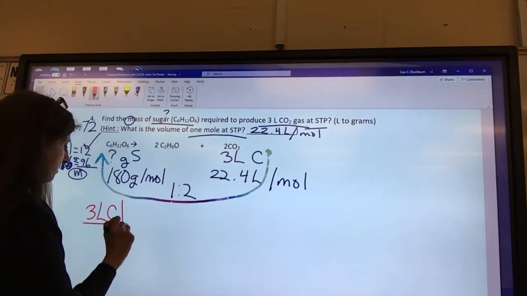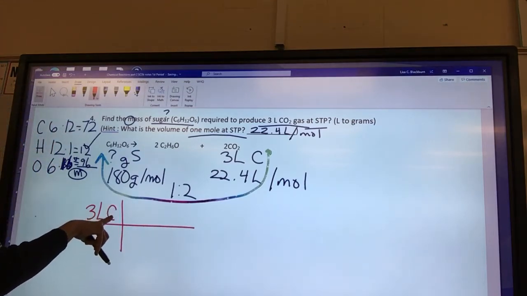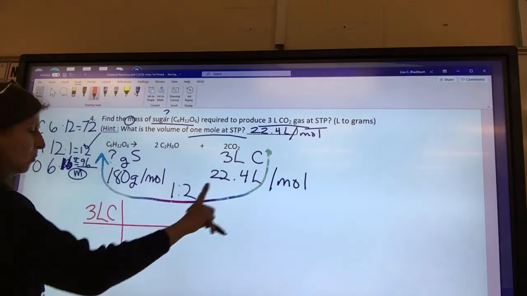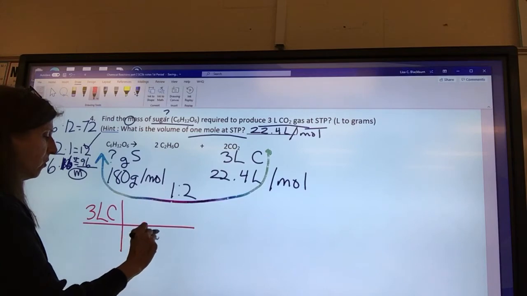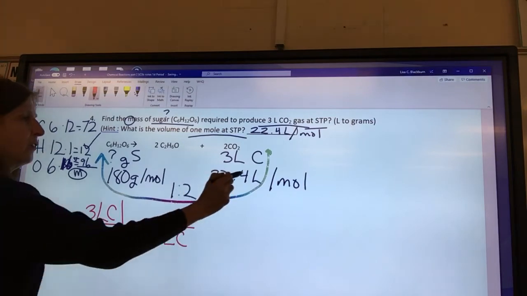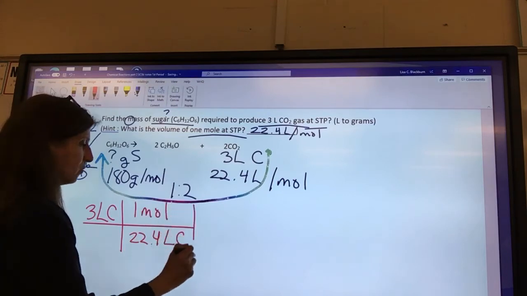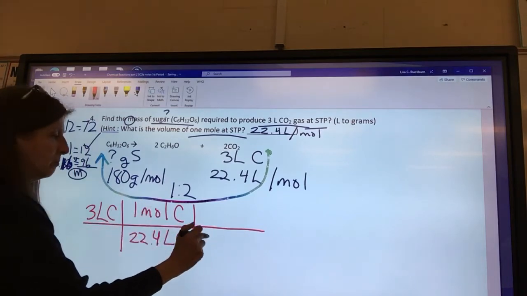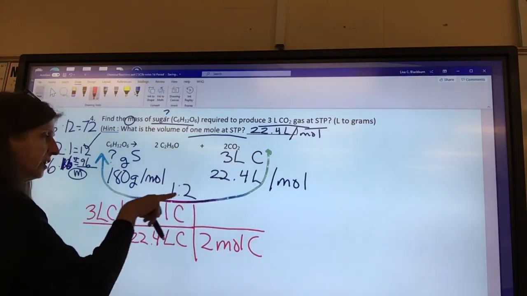Okay, what goes on the bottom down here? Liters of carbon dioxide. Do you see it right here? So what is it? 22.4 liters of carbon dioxide. What goes on the other side of the fraction bar? 1 mole. Ooh, y'all are getting it. Yay, 1 mole of carbon dioxide. What goes down here? A mole of carbon dioxide, and it's 2. What goes on top?